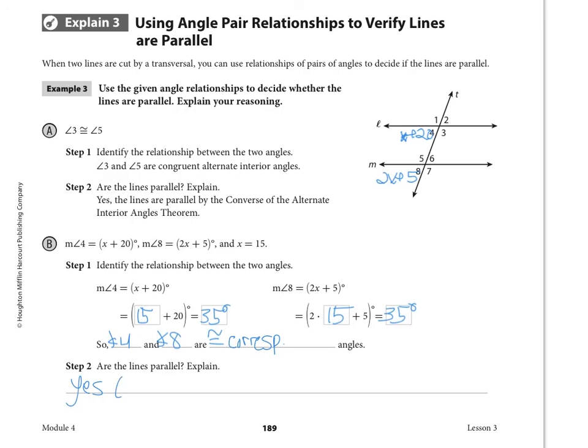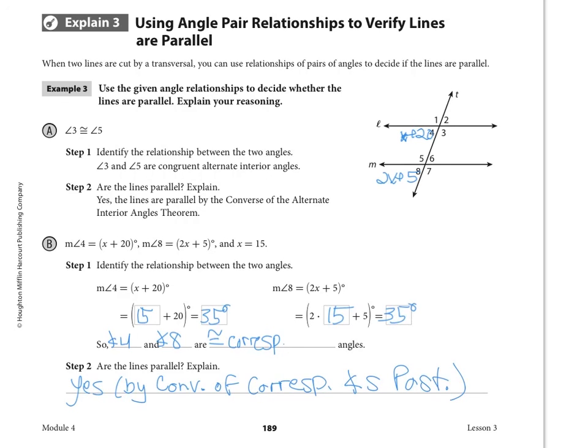And why is that? By, here's this idea again of justifying the reason, by the converse, always converse when we're in this section, of, and that is the corresponding angles postulate.